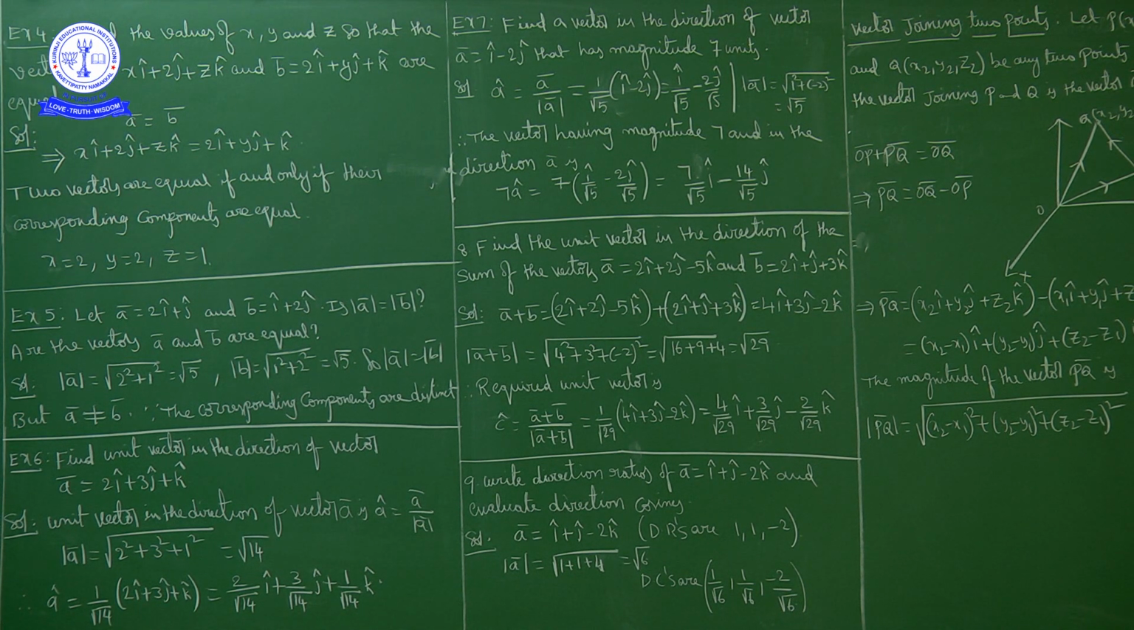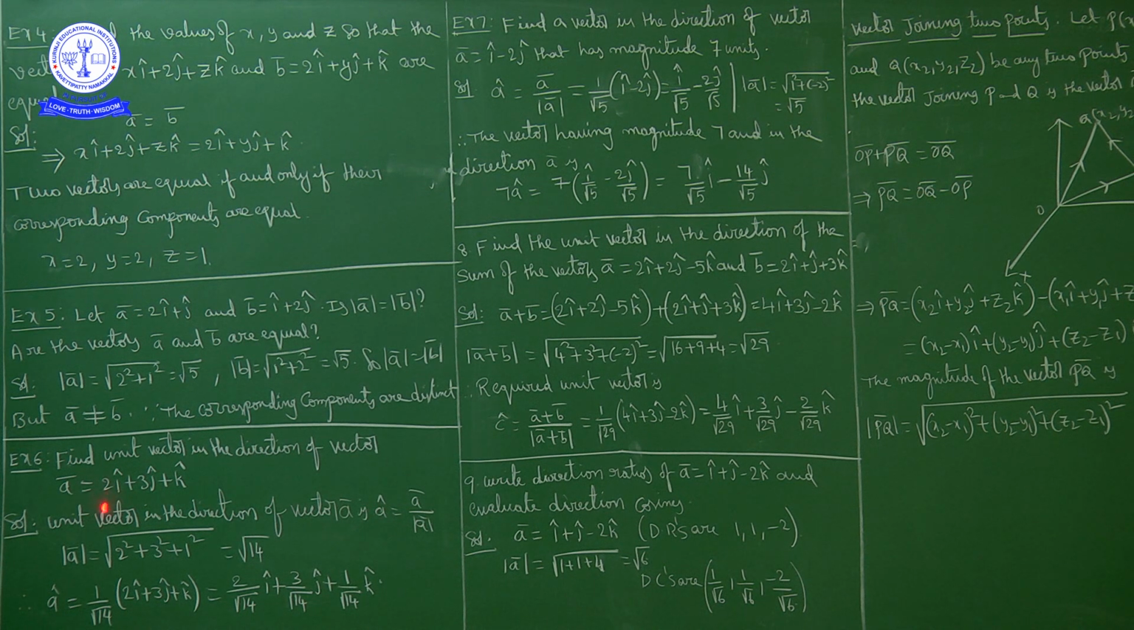Unit vector in the direction of vector a bar, we'll denote it as a cap. Cap means unit vector. A cap is equal to a bar upon magnitude of a bar. Vector divided by its magnitude.